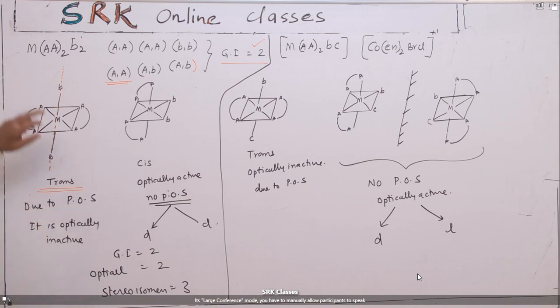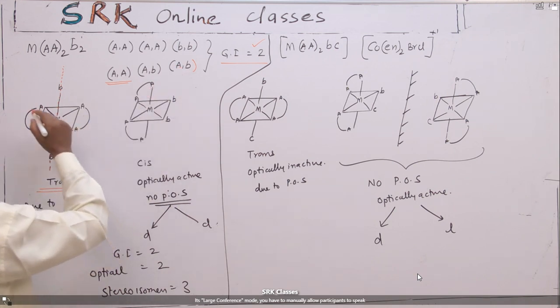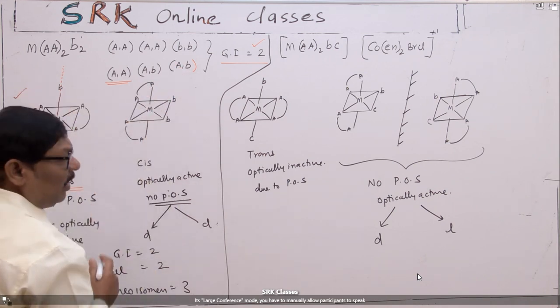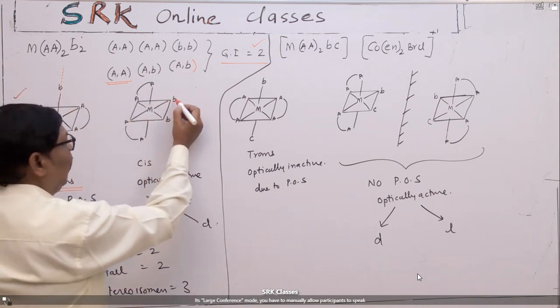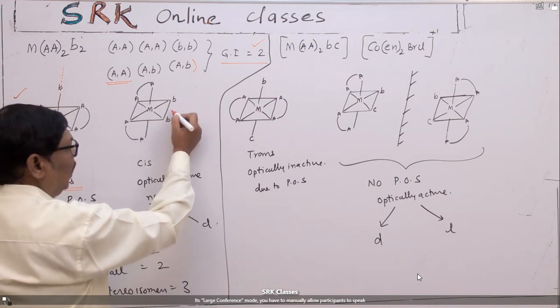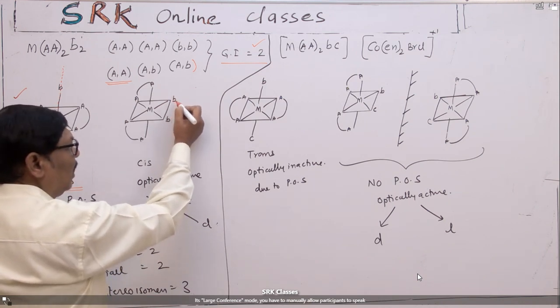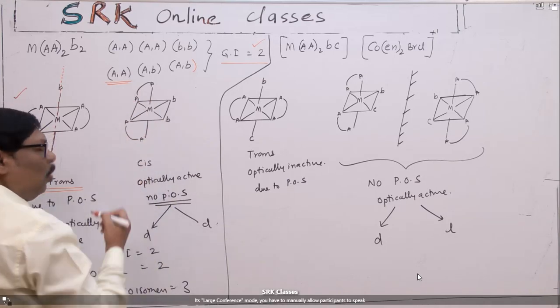I'll repeat once again. Third example, similar monodentate. So bidentate ligands are two. Two monodentate ligands are also identical. Two geometrical isomers are possible. One is trans, second one is cis. See, B and B are identical. Angle is only 90. So therefore it is cis position. Here also the remaining two are in cis position.